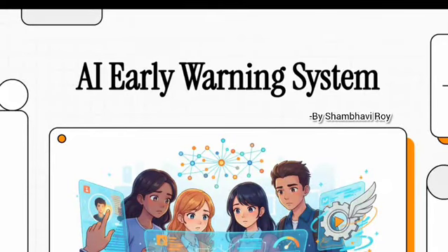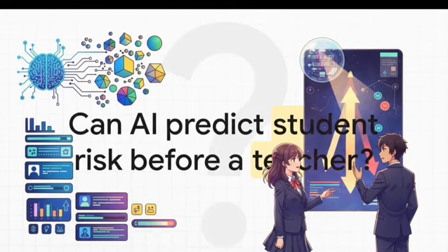So, what if you could know a student was struggling way before their final exams? I mean, really, get a heads up. Well, today we are going to dive into exactly that, how machine learning can build a kind of crystal ball, an early warning system that gives teachers a chance to step in when it actually matters the most.